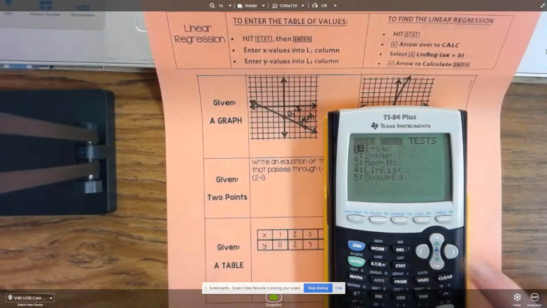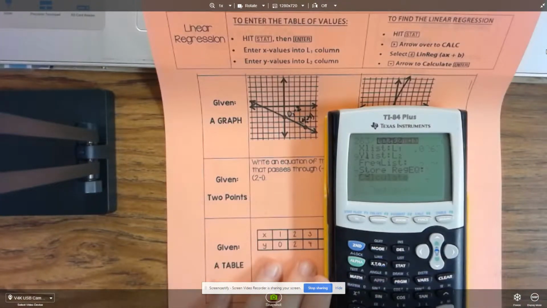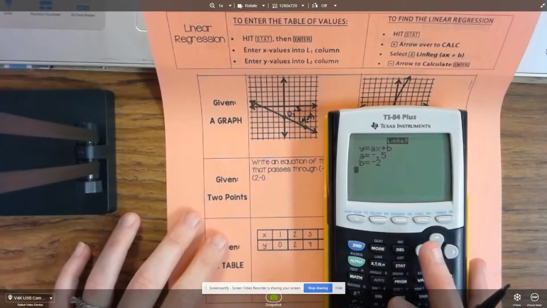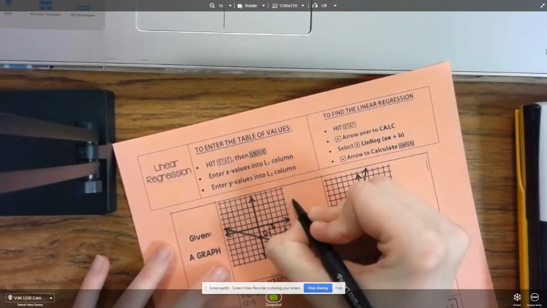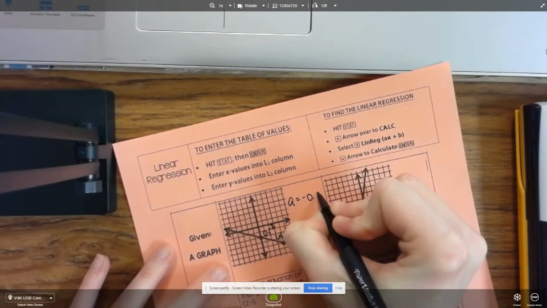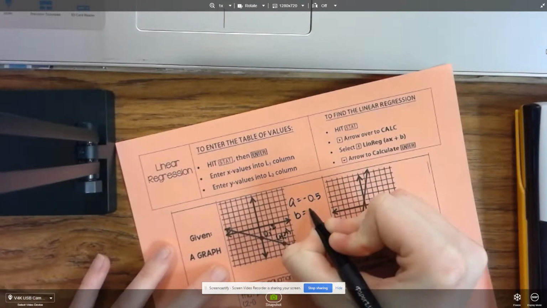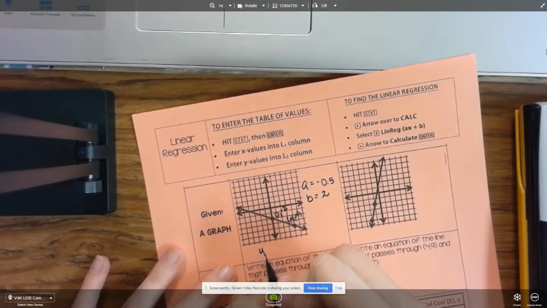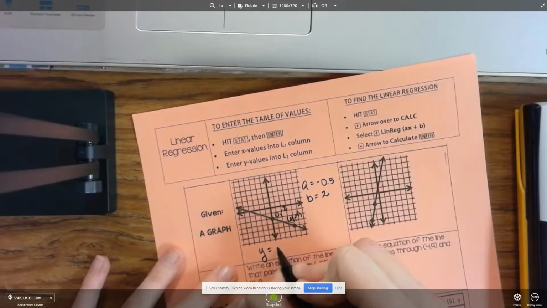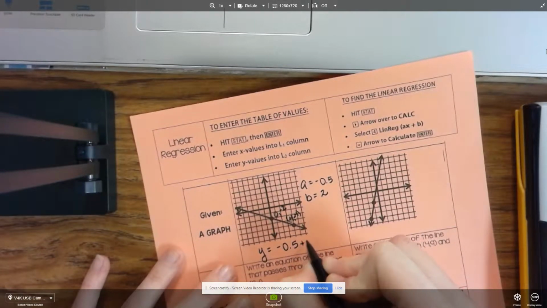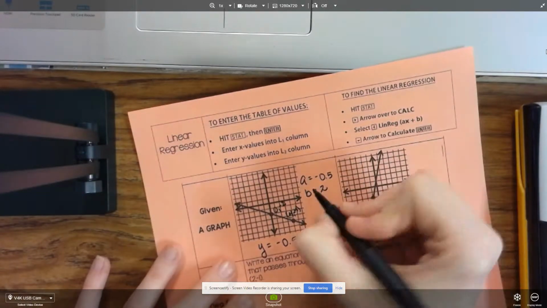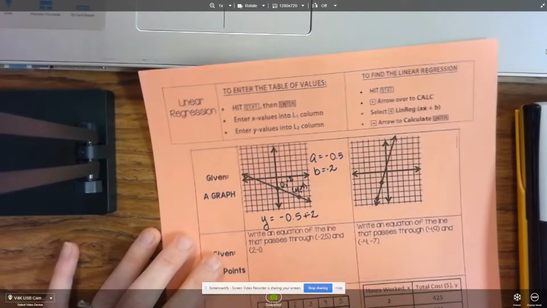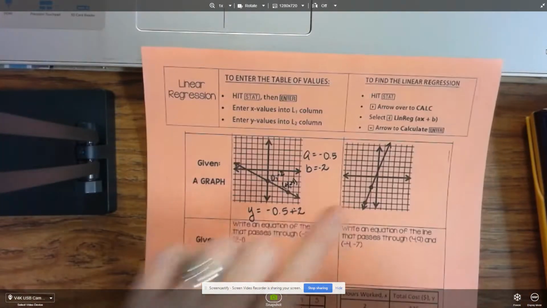So you do stat calc 4, and my a is -0.5 and my b is -2. So a equals -0.5, b equals -2. To write that in the equation, oops, sorry, that is again a -2.